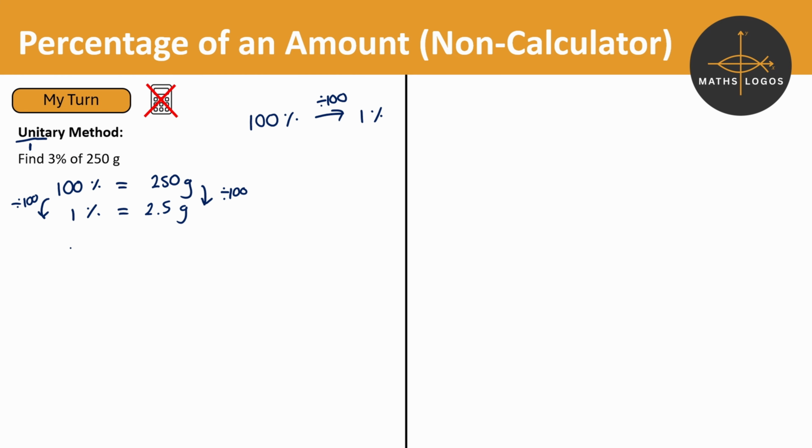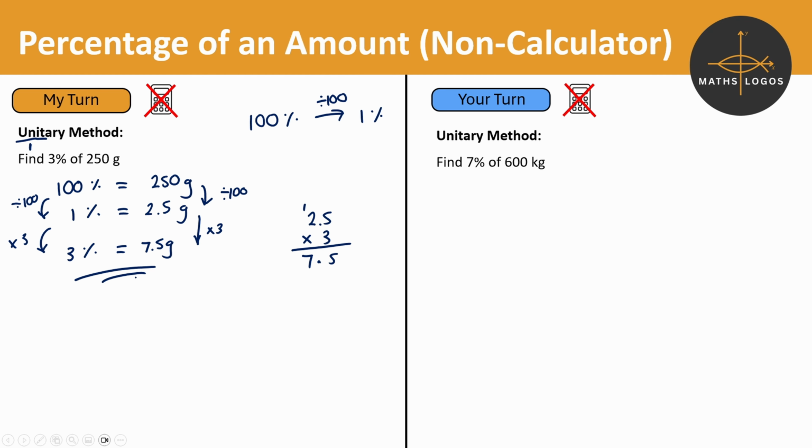And it says find 3%, so I can scale my 1% up to whatever I want. I'm going to multiply it by 3 to get to 3%. So I need to multiply this side by 3 as well. So I'll do 2.5 multiplied by 3. 3 multiplied by 5 is 15. Exchange that 1. 3 multiplied by 2 is 6. Add on the 1 is 7. So 3% is 7.5 grams. Give this question a go and use the unitary method to do it.